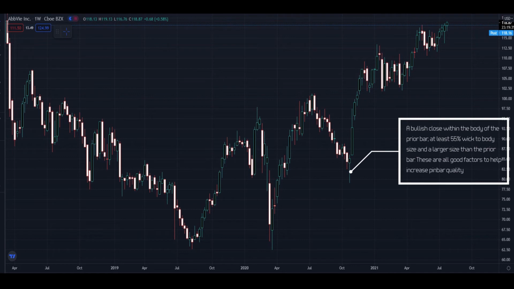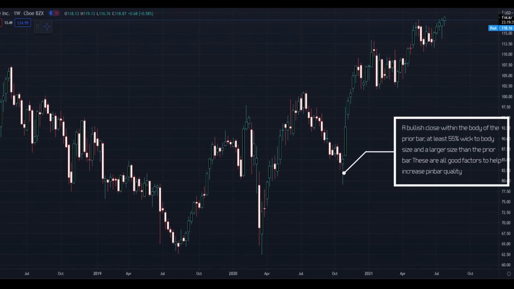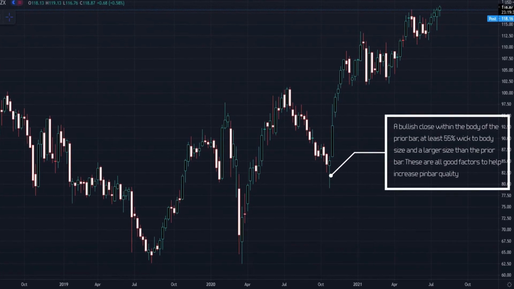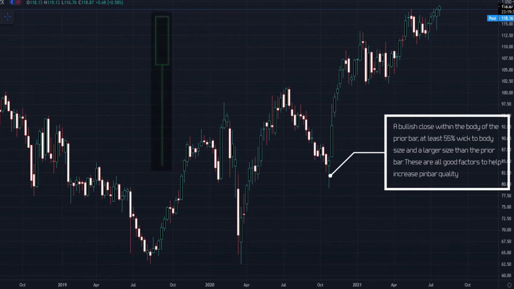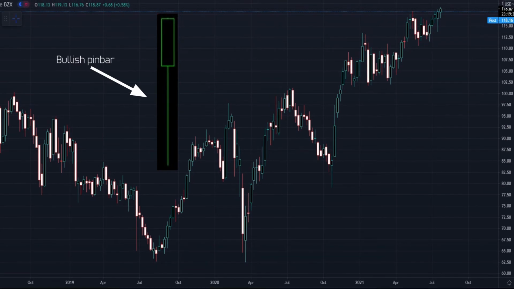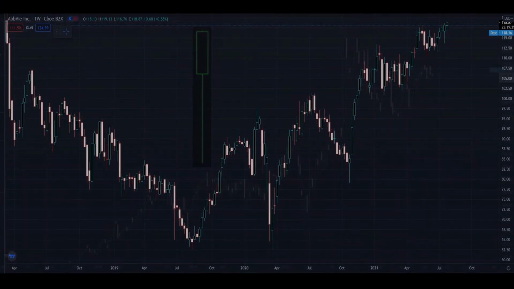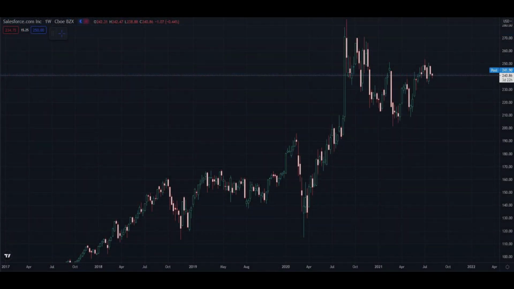The pin bar should be closing up within the body of the prior bar, as we're looking to go long only if we're trading stocks or indices. We do not recommend going short in the stock market as there are greater risks with doing so. The pin bar should also have at least a 55% wick to body size and be larger in size compared to the prior bars. Take a look at this other large pin bar example at a swing low to see what I mean by a strong size pin bar compared to the prior bars.